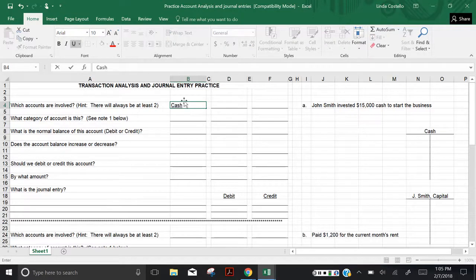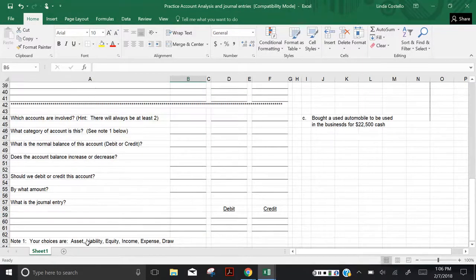Cash and J. Smith Capital. Once we've identified the accounts involved in the business transaction, then we don't work horizontally, we work vertically. What category of an account is cash? And your choices are asset, liability, equity, income, expense, or draw. Well, cash is a resource that the business will use in the future, so it is an asset.